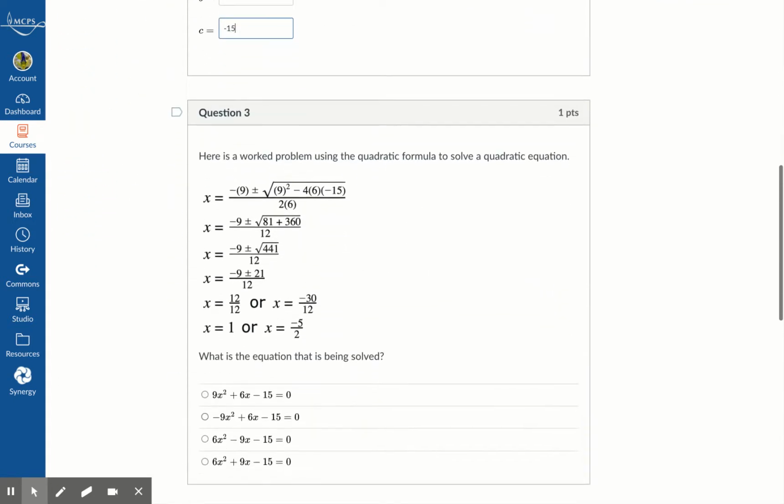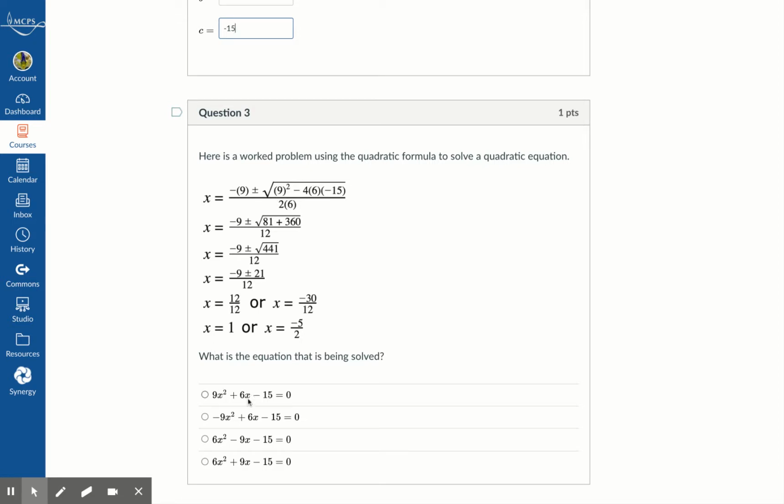Okay, and then the last question says, here's a worked problem using the quadratic formula to solve a quadratic equation. What is the equation that is being solved? So I can tell just by looking at what numbers have been plugged into the formula what my a, b, and c would be. So remember, the quadratic formula is negative b plus or minus the square root of b squared. So it looks like my b is actually 9.